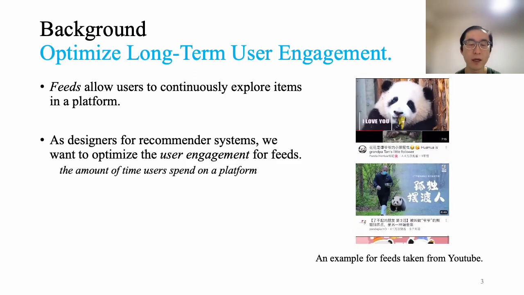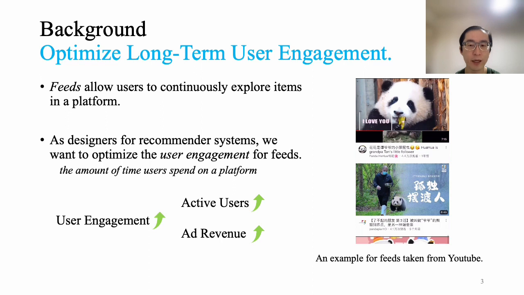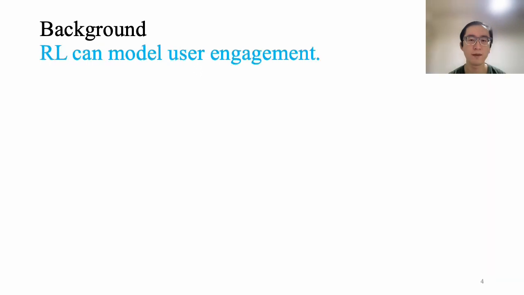As designers, we want to optimize the user engagement for feed, which is the amount of time users spend on the platform. The reason is that an increase in user engagement can lead to an increase in active users, and also, as many platforms display advertisements to users, more user engagement also leads to an increase in revenue. In this study, we use reinforcement learning to optimize user engagement for feeds.